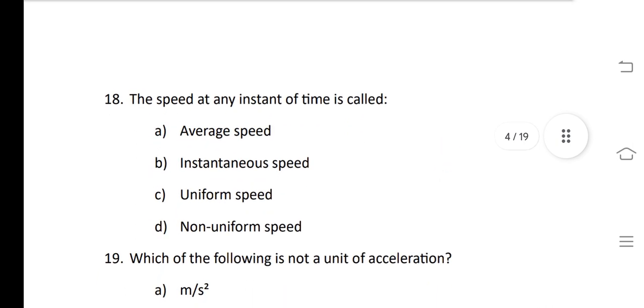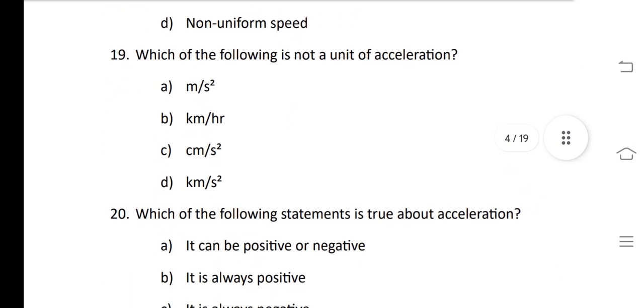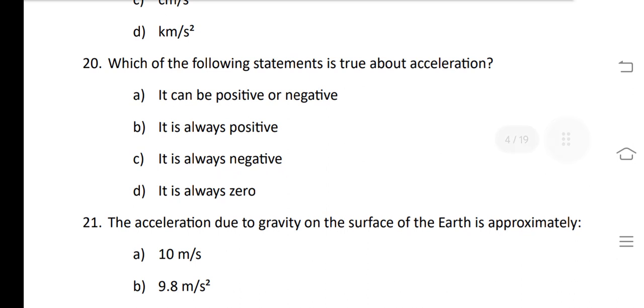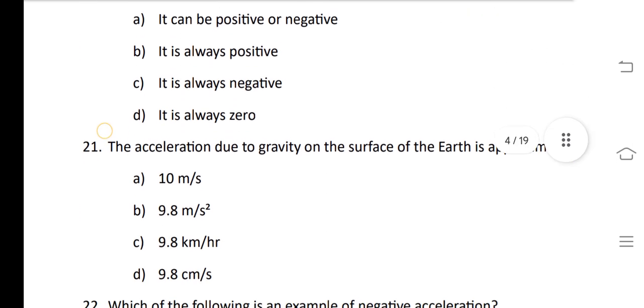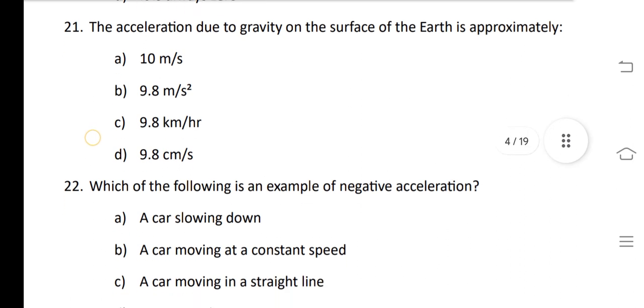In the next question, it is asked, the speed at any instant of time is called instantaneous speed. In the next question, which of the following is not a unit of acceleration? That means option number B is not the correct answer. In the 20th question, it is said which of the following statement is true about the acceleration? That it can be positive or negative, but one at a time. In the next question, acceleration due to gravity on the surface of Earth is approximately 9.8 meter per second square. Option number B.